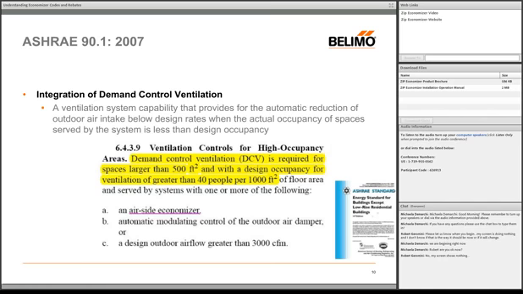Demand control ventilation was the first time this was integrated. It's a ventilation system capability that provides for automatic reduction of outdoor air intake below the design rates when the actual occupancy of spaces served by the system is less than the design occupancy. What this entails is CO2. As shown in section 6.4.3, demand control ventilation is required for spaces larger than 500 square feet, and more importantly, with a design occupancy for ventilation of greater than 40 people per 1,000 square feet.